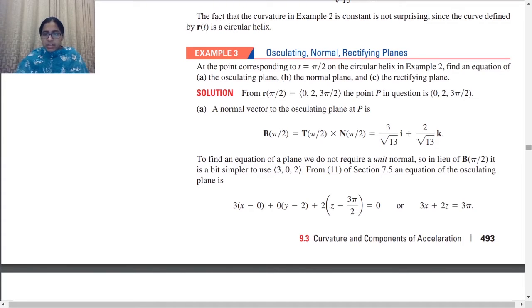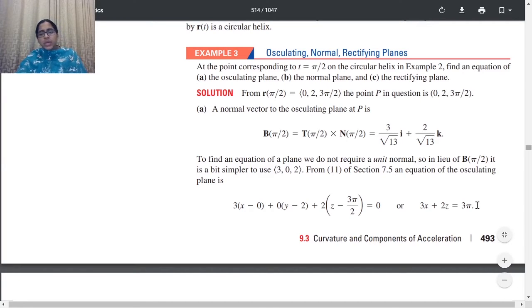We are given the normal vector, that is 3i plus 0j plus 2k, and we have a point (0, 2, 3 pi by 2), so we use the point normal form. You can refer to it, it is there in the PDF of the textbook, section 7.5 and 11. You must be remembering it, but you can just recall it. It will be 3 times (x minus 0) plus 0 times (y minus 2) plus 2 times (z minus 3 pi by 2) equal to 0.